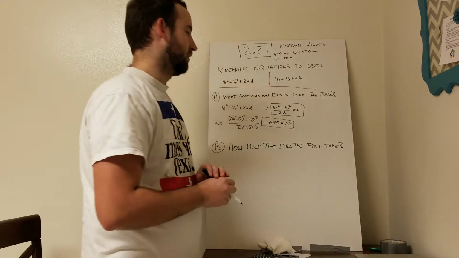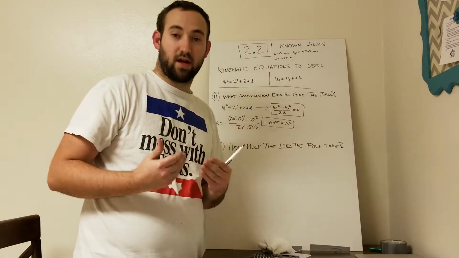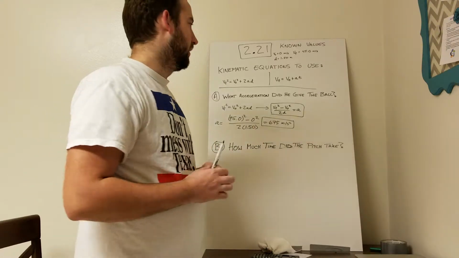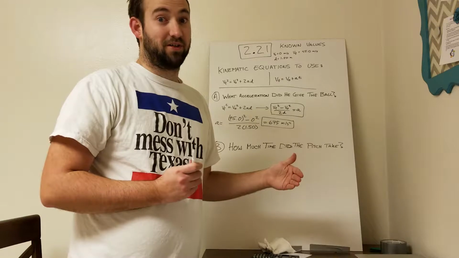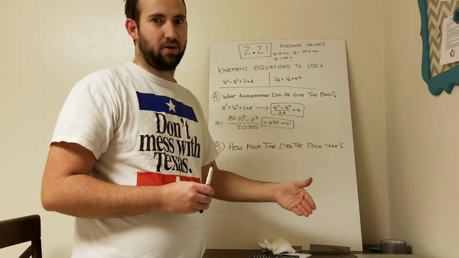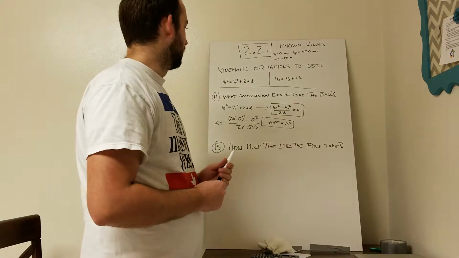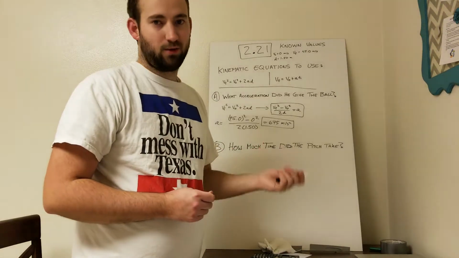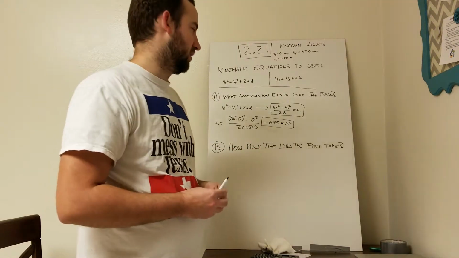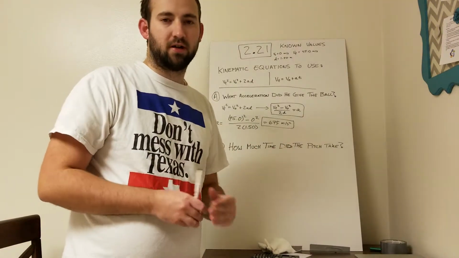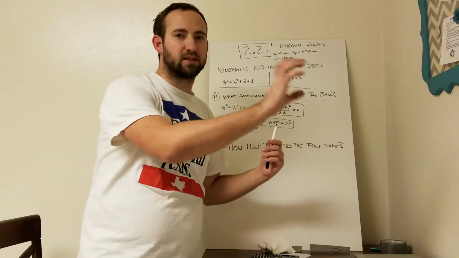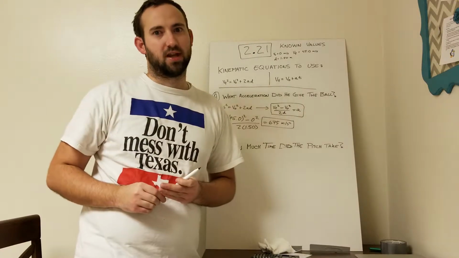Perfect. Alright, so that means that constant acceleration is 675 meters per second squared, which is pretty fast for a human throwing something. So part A is done. Now all we need to do is part B. And part B wants to know how long that pitch took. So how long that ball was being accelerated in the pitcher's hand.